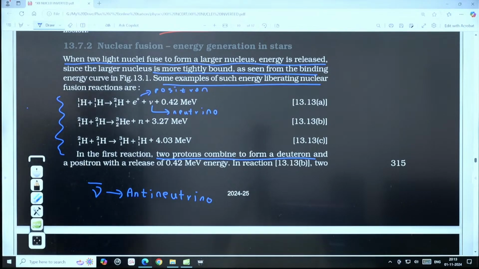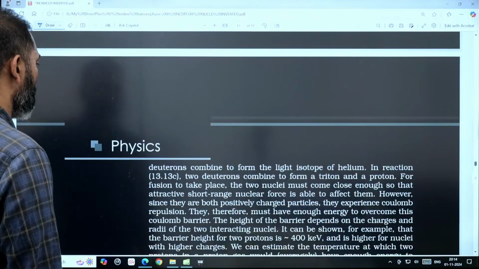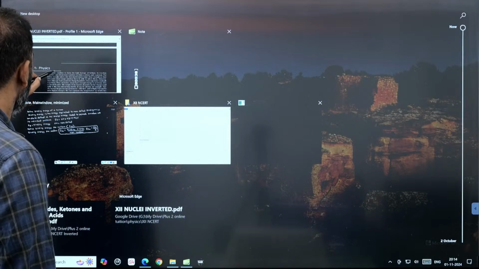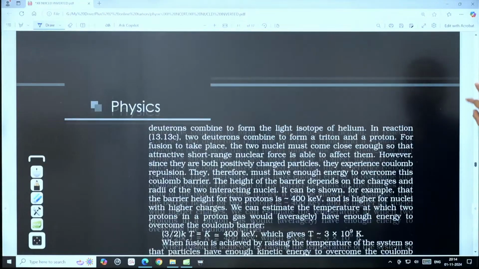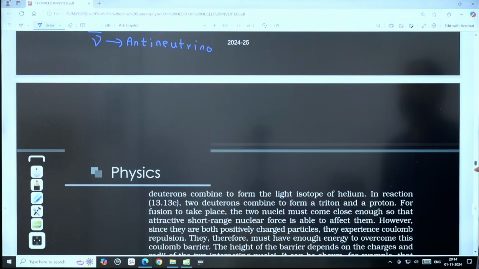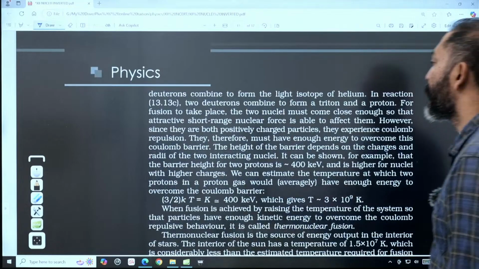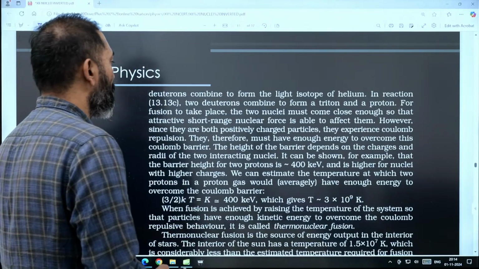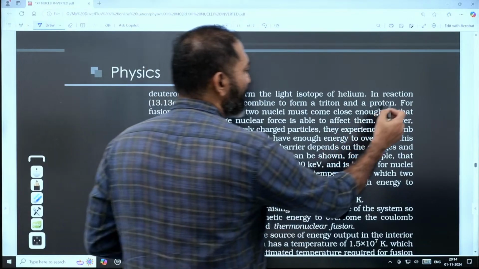Done? All of you done? So next, continuing. Neutrons combine to form light isotopes of helium. In reaction 13.13C, two neutrons combine to form a triton and a proton. For fusion to take place, the two nuclei must come close. Okay, this was about the reaction.